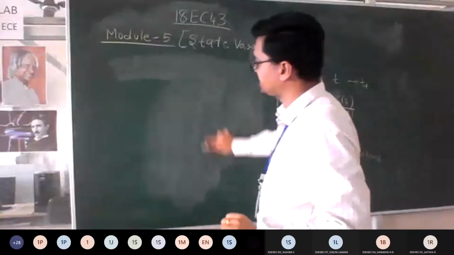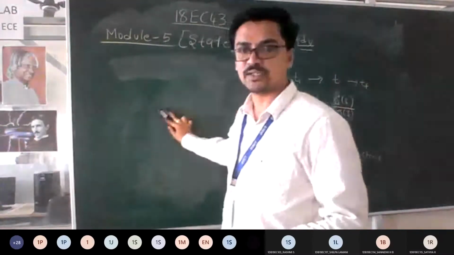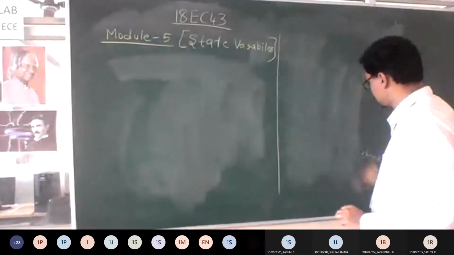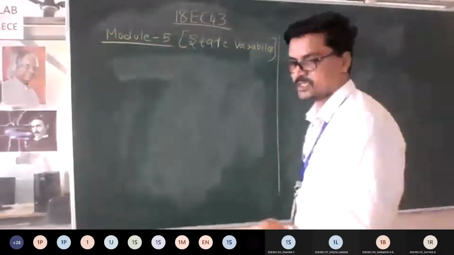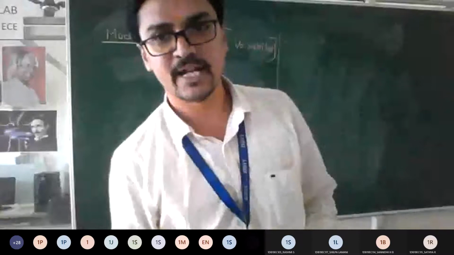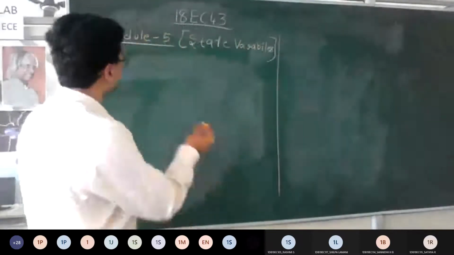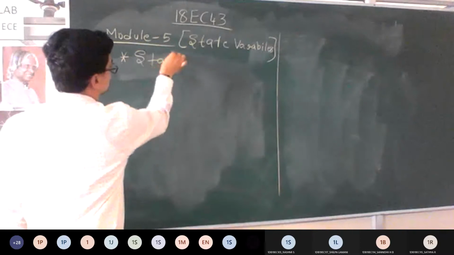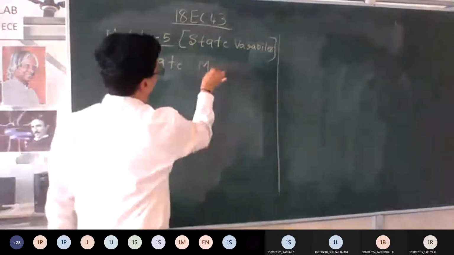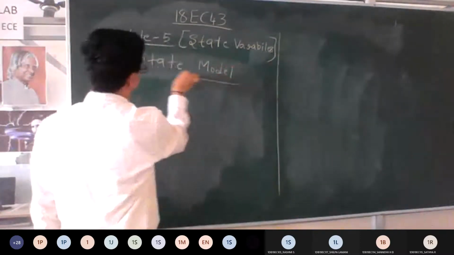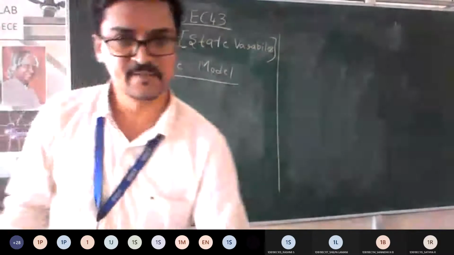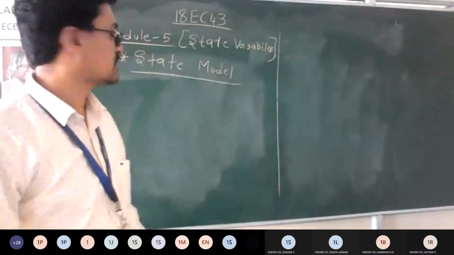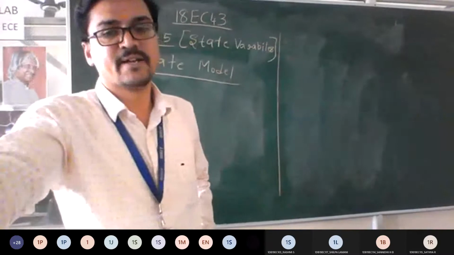So we went through the basic definition, then the advantages and disadvantages of your state variable. Now let's move on to a major topic called the state model. From here onwards, you can expect 10 marks questions. State model. I hope the things I'm writing are visible, right? Everyone? Yes, sir. Yeah.